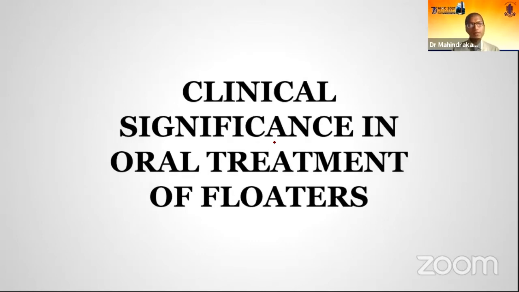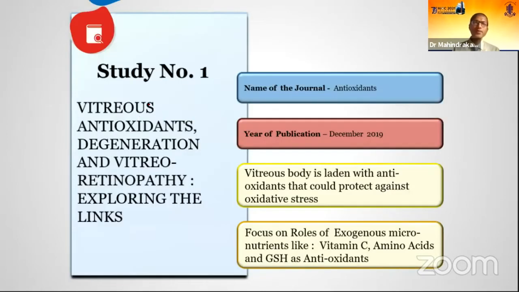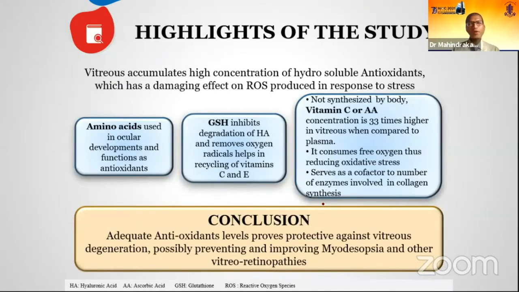There are now some oral treatment options also available. There are some great studies showing that antioxidant degeneration and vitreoretinopathy can be changed. The focus is on exogenous micronutrients like vitamin C, amino acids, GSH, which can be used as antioxidants because the vitreous body is laden with antioxidants that could protect against oxidative stress. We saw oxidative stress is one of the most important causes of vitreous degeneration.